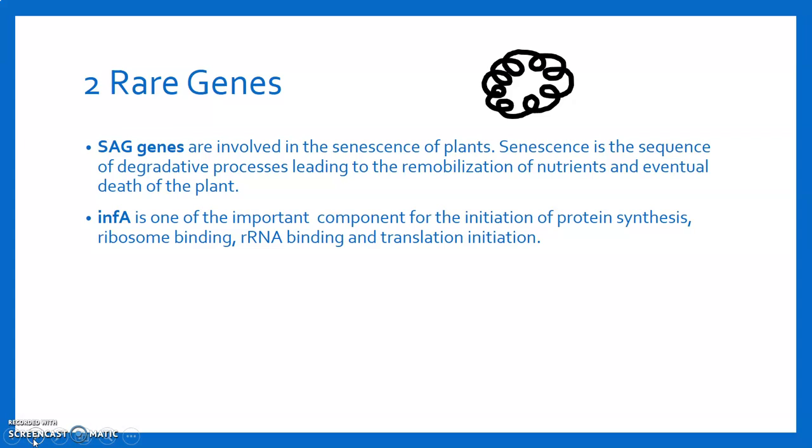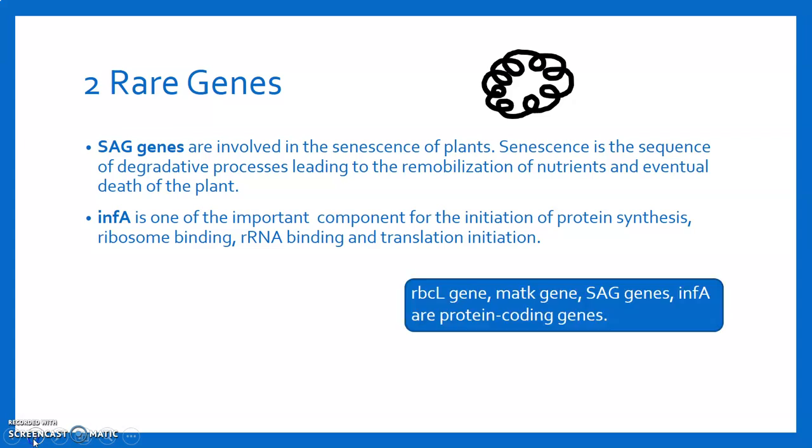The two more rare genes that are used in molecular biology are SAG genes, which are involved in the senescence of plants. The senescence of plants is the sequence of degradative processes leading to the remobilization of nutrients and eventual death of the plant. INFA is also another rare gene that is used. It is important for the initiation of protein synthesis, ribosome binding, rRNA binding, and translation initiation.